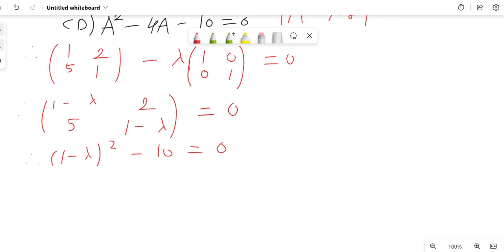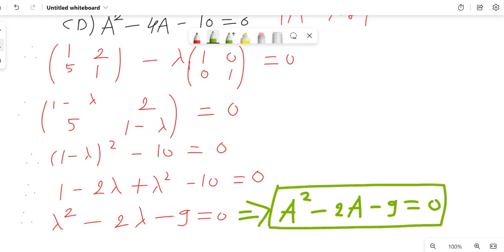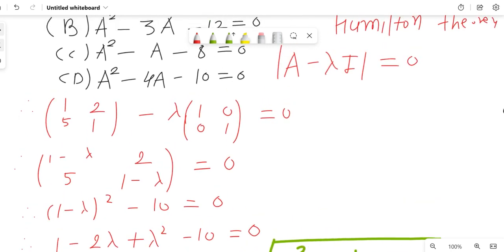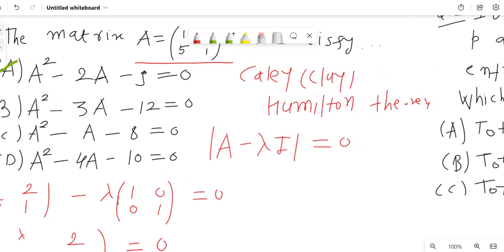Now using expansion we will get 1 minus 2 lambda plus lambda square minus 10 equals 0. So it will be lambda square minus 2 lambda minus 9 equals 0. Now substitute A instead of lambda, and we will get A square minus 2A minus 9 equals 0. So this equation must be followed by this matrix. So the correct option will be A. Now move to the next question.